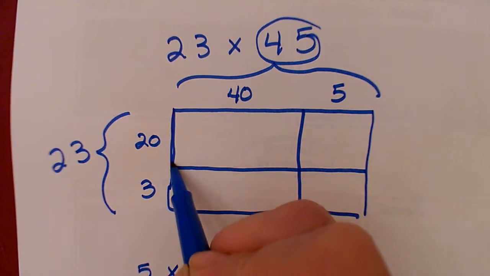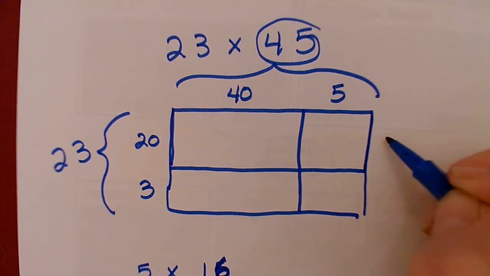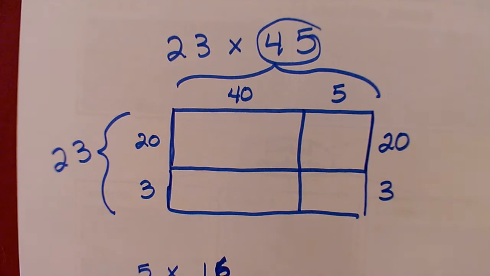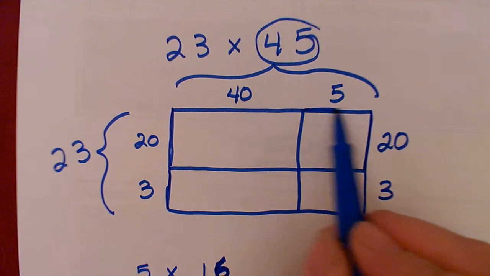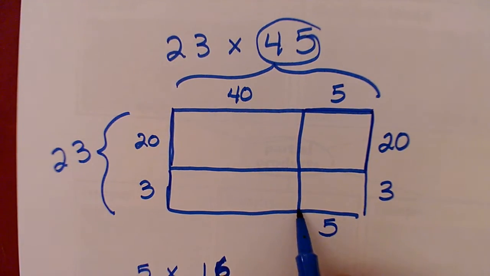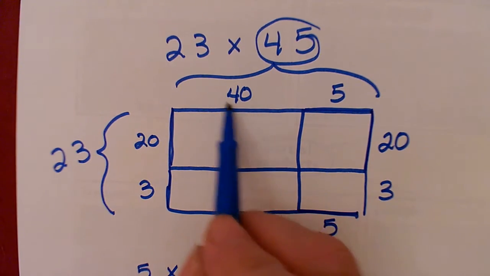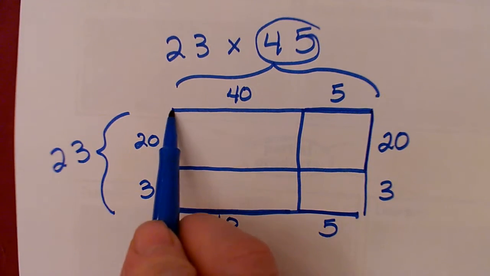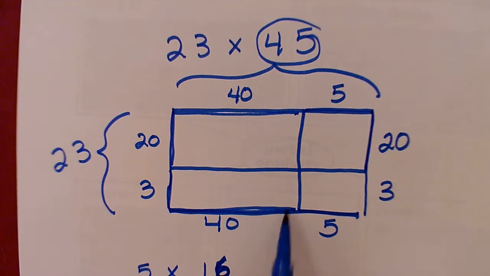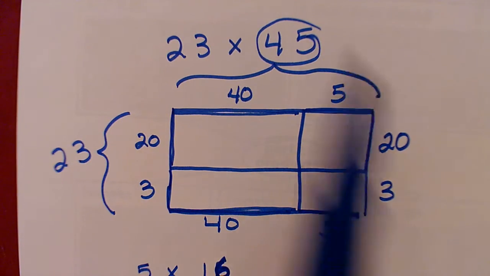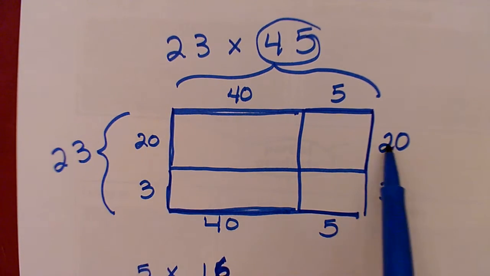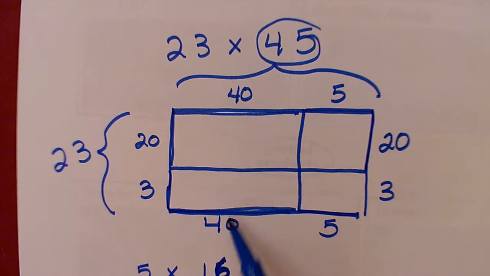So if this is 20, then this is also 20. And if this is 3, then this is also 3. And if this is 5, then this is also 5. And if this is 40, then this side is also 40 because it's 40 long. These are the same length. Remember that rectangles always have the same length on opposite sides. So that's why we have 20 and 20, 3 and 3, 40 and 40, 5 and 5.